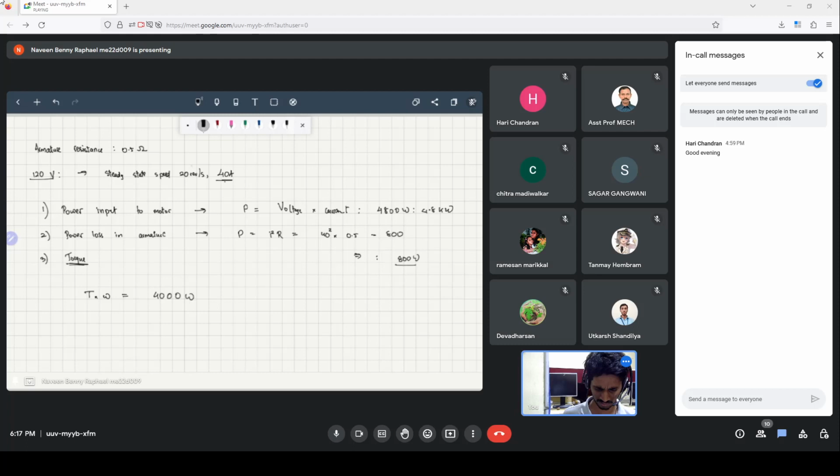And since we know it's moving at 20 revolutions per second, we must first convert that to radians per second. So that is 20 into 2 pi rad per second, and that multiplied by torque is equal to 4000 watts. That means torque is equal to this ugly number, 100 by pi Newton meters.